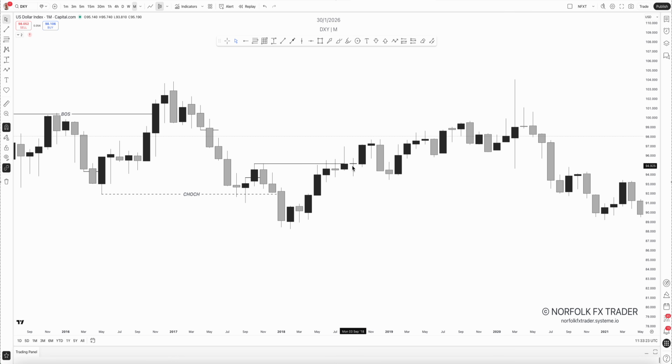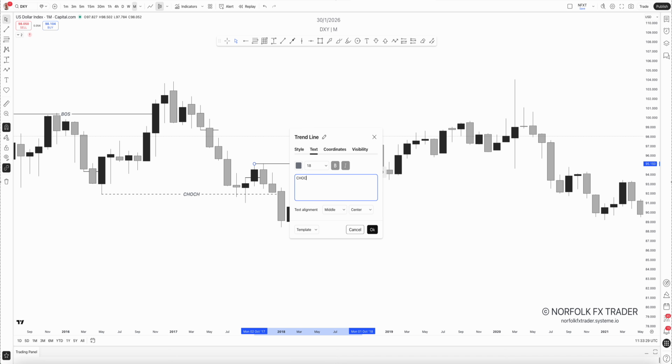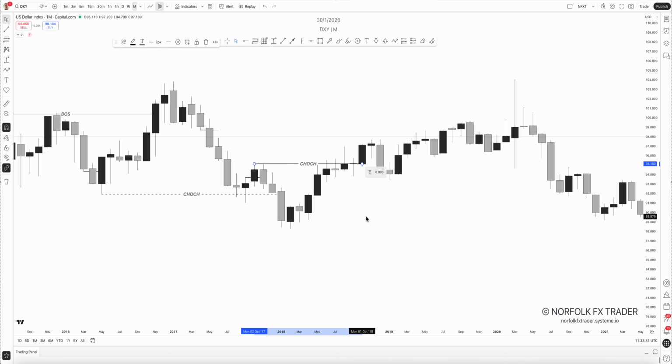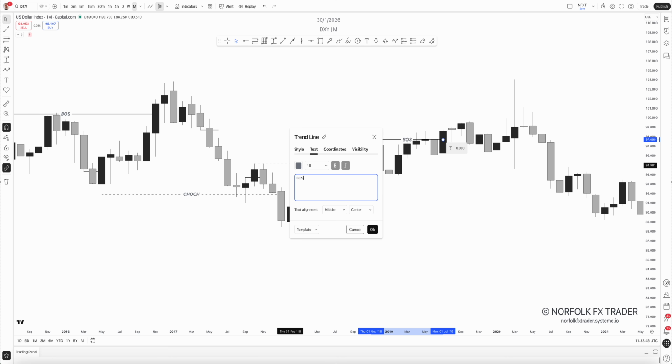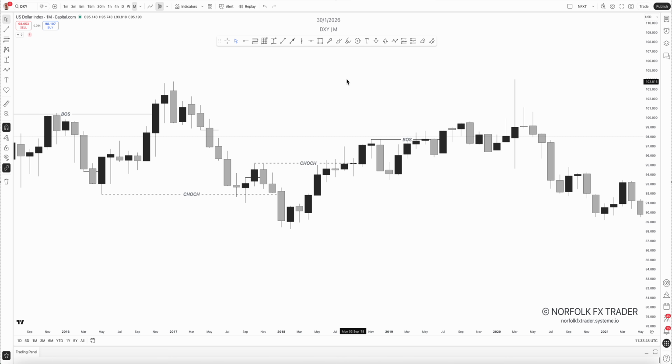So once we see a break of structure again, what this actually becomes is a new change of character, because we've gone from a bearish quickly into a bullish bias once again. And I'll make that a dashed line once again. So once we see that, this is our pullback. This creates a new high in the market, and it's a new break of structure. So again, let's make this a BOS. This is now a continuation of the trend.